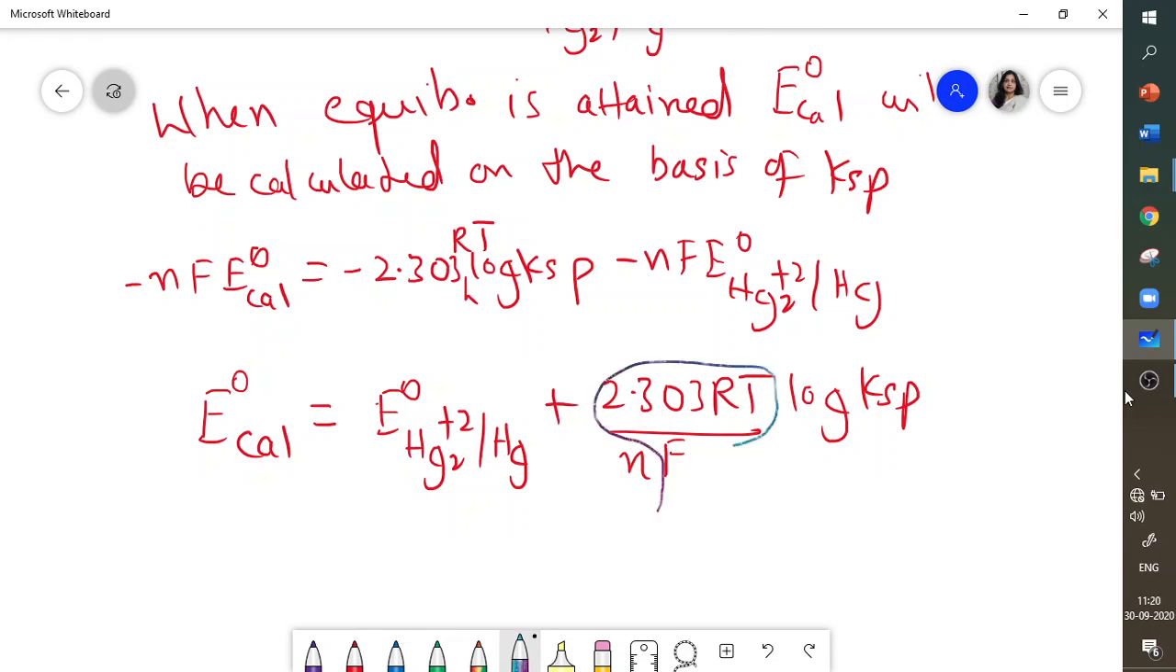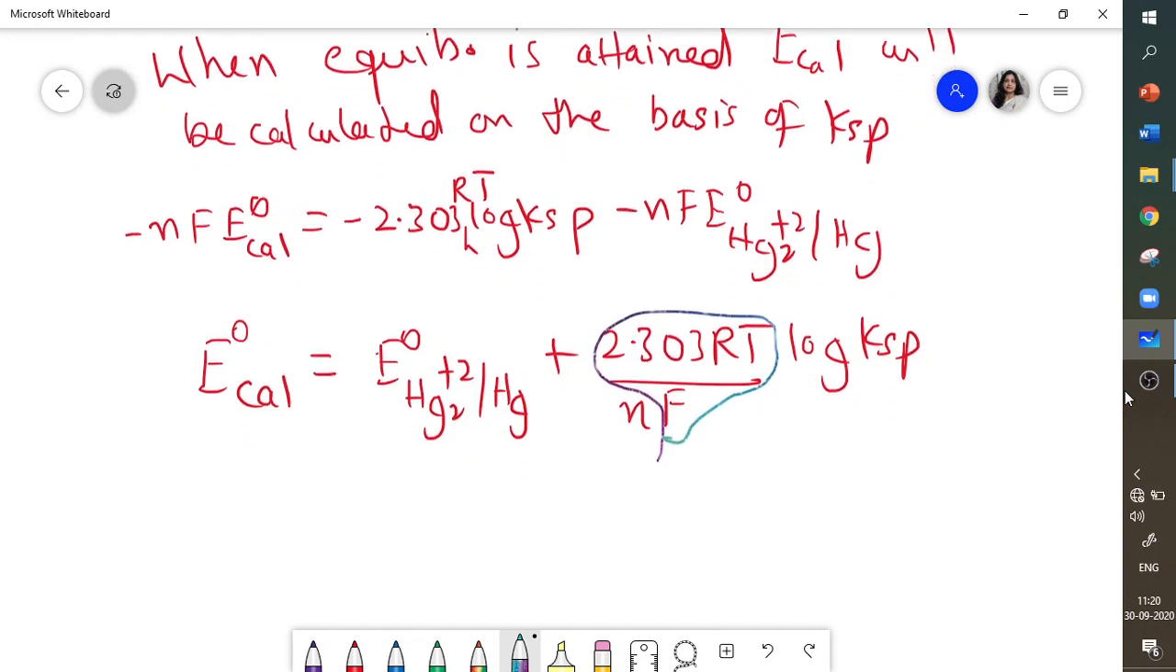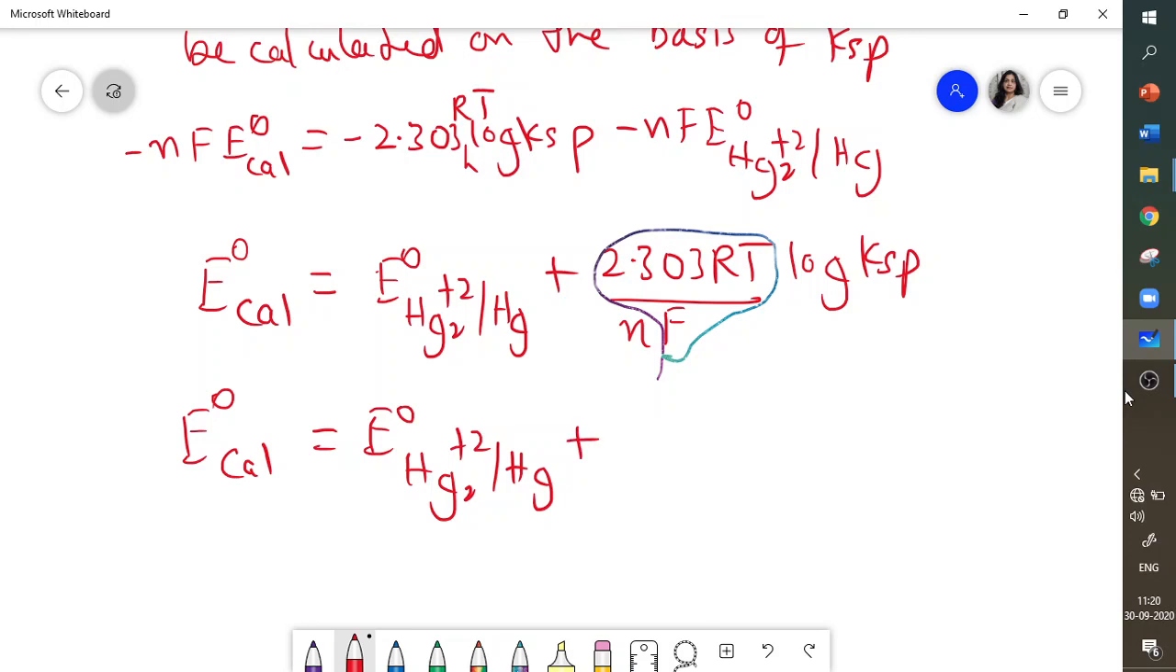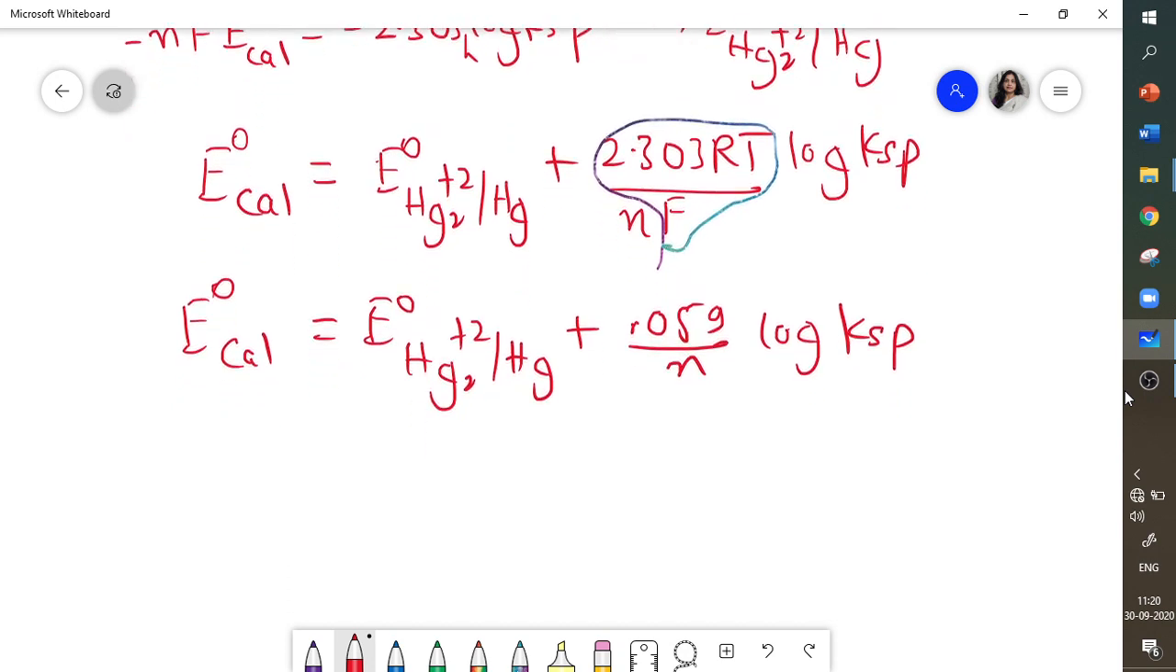Now you see this value is equal to 0.059. So I'm just writing this as 0.059. I am again writing this as E naught of calomel electrode is equal to E naught of Hg2 2+ Hg plus 0.059 upon n log KSP. So this is the equation that you can see.